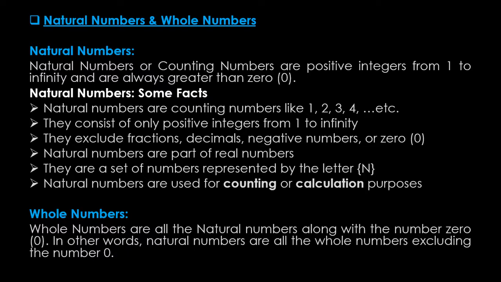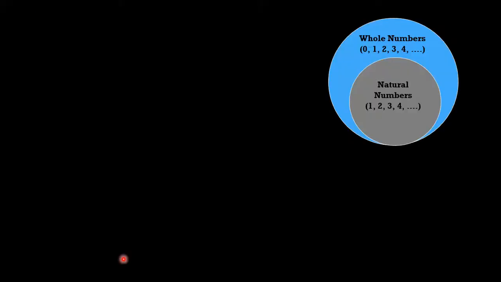Now, what are whole numbers? All natural numbers plus 0 is the set of whole numbers. So whole numbers are all the natural numbers along with the number 0. The natural numbers starting from 1, 2, 3, 4 up to infinity, and 0, make whole numbers. So this is the symbol. Whole numbers 0, 1, 2, 3, 4, natural numbers 1, 2, 3, 4.